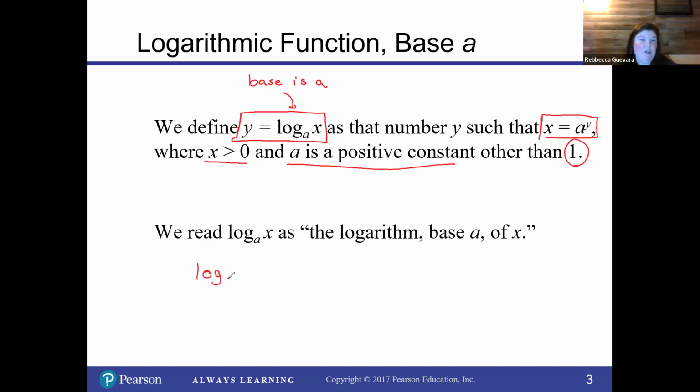So if I was talking about log base 2 of 8, remember what I'm looking for is I'm trying to take that 2 and figure out a power that I put on 2 to get 8. So in this case, it would just be 3. So that is how your logarithms are working, we're just finding that power we put on the base to get that x.